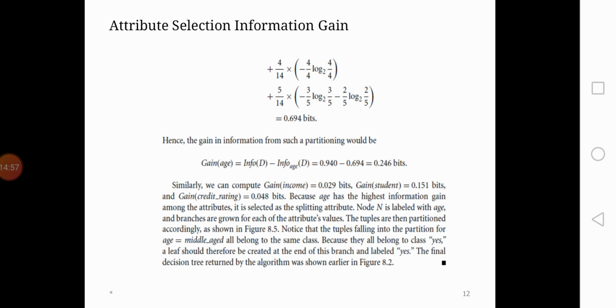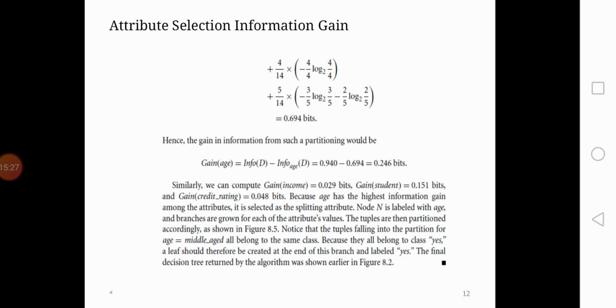Node n is labeled with age, because node n can act as a root node. Here age can act as a root node because the remaining attributes have lower values, lesser numbers compared to the age attribute. That's why this particular age contains the highest information. Because of that, we consider age as the main node or root node.